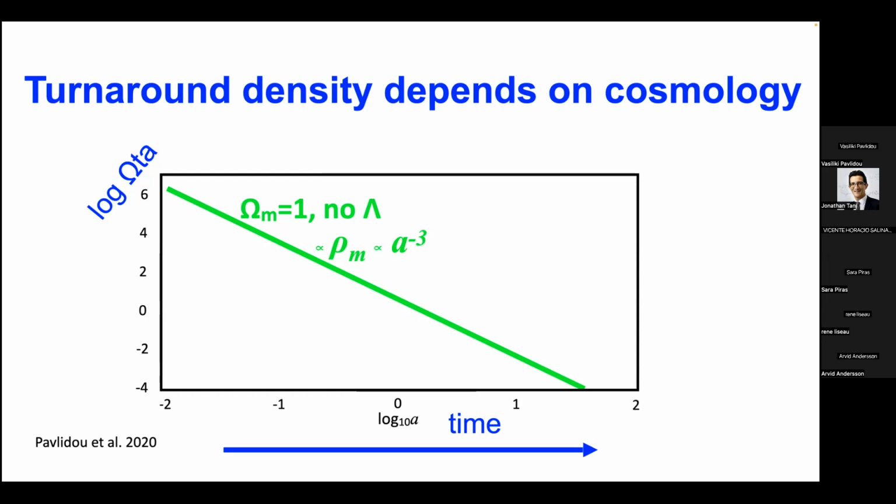All right. Now let's try a different cosmology. Let's try the concordance cosmology: omega matter equals 0.3, omega lambda equals 0.7. The thing we see in the newspapers.